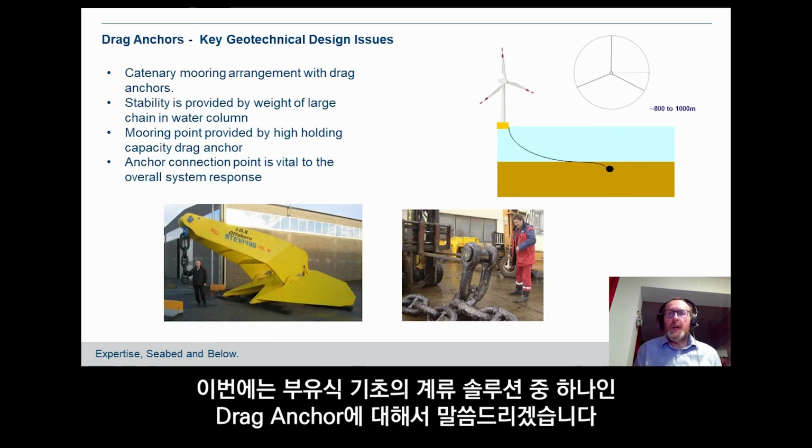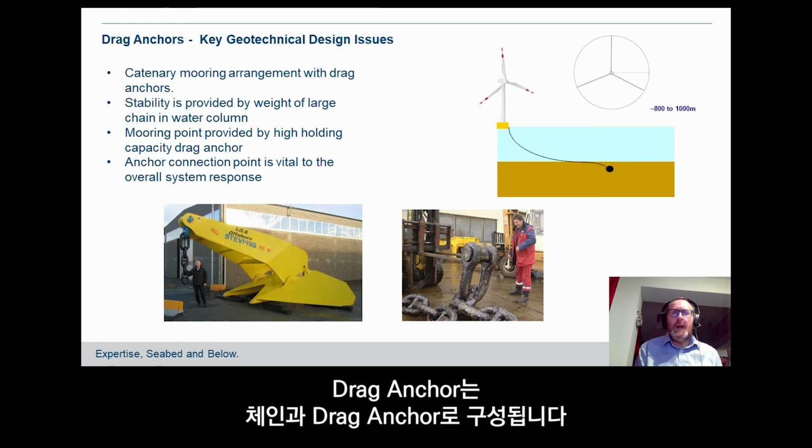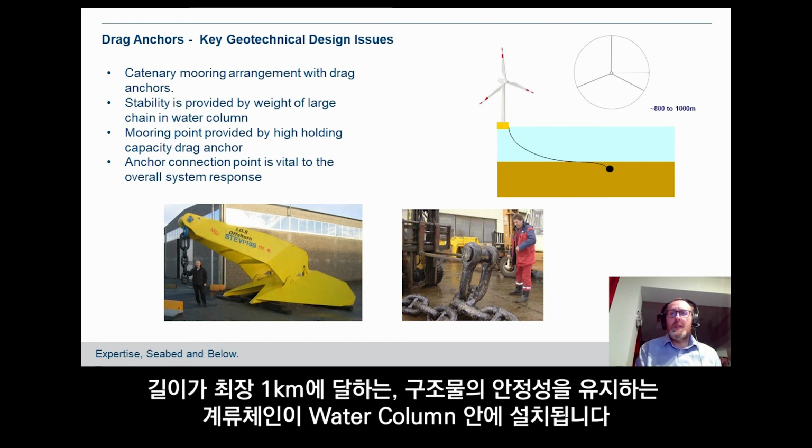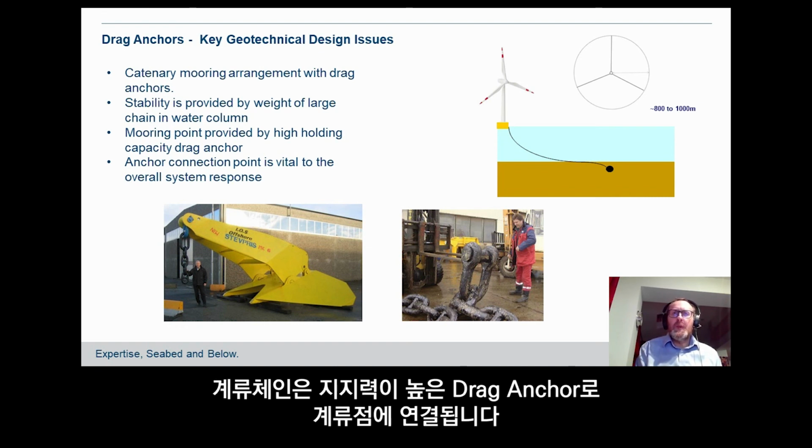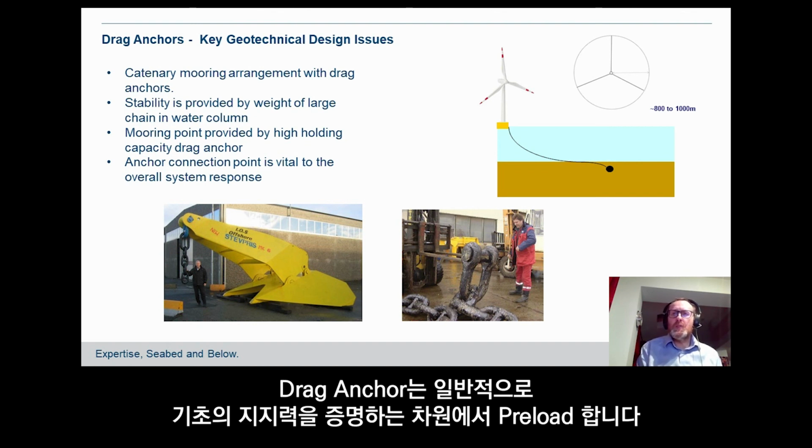So we're just talking about drag anchors as one mooring solution for this type of structure. The drag anchor comprises a chain and a drag anchor. The chain is critical to the stability of the structure and lies in the water column and can be up to 1 kilometer long, and is usually patterned in some sort of radial pattern as shown on the slide there. At the end of the chain is the mooring point with a high capacity drag anchor holding the load. The drag anchor is usually preloaded to prove the capacity of it to a certain degree.